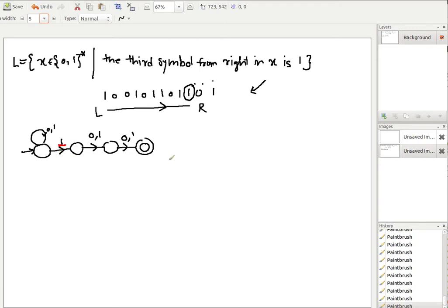Now when you want to design a DFA, you have to understand what the states do. They remember something about the string so far. Always remember, the states in a DFA are a finite memory given to you to remember something, based on which you take a decision whether to accept or not. So what all should we remember? Certainly we need to remember what was the third symbol from right so far.